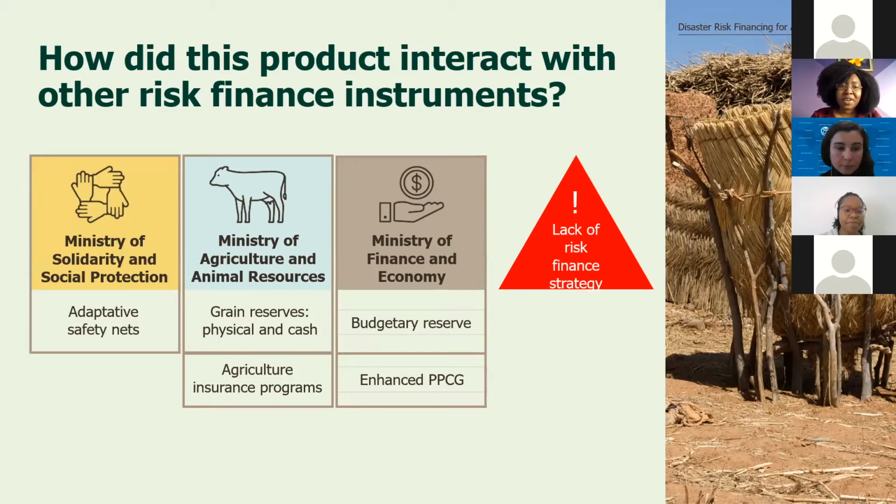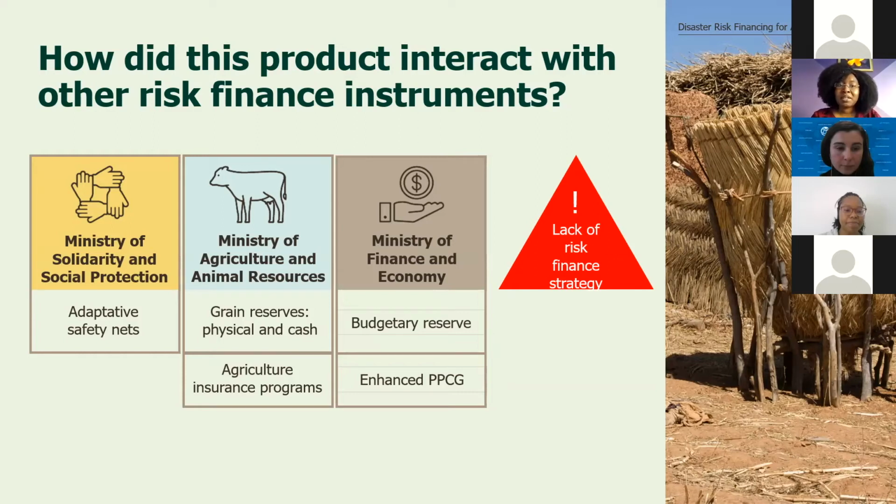On the Ministry of Agriculture and Animal Resources, they have the grain reserve, which has a physical and cash component, and they are running a national agriculture insurance pilot program. On the Ministry of Finance, there is a budgetary reserve and now the credit guarantee scheme for the agri-window.